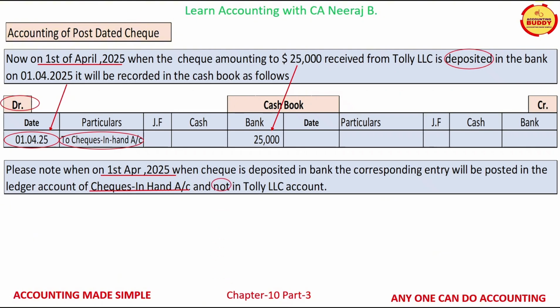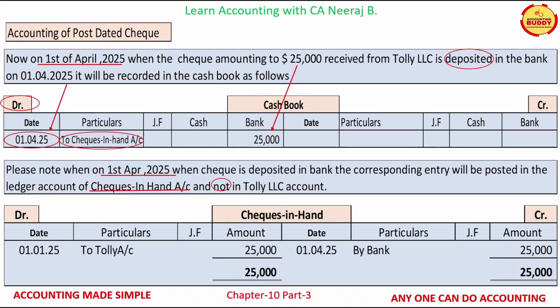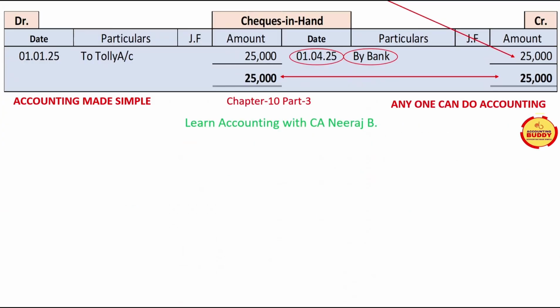Now let us see how the entry will be posted in the checks in hand account. The entry of $25,000 will be posted on the credit side of the checks in hand account on 1st of April by writing the words by bank account. As a result of this posting, the checks in hand account will have nil balance as the left hand side becomes equal to the right hand side.